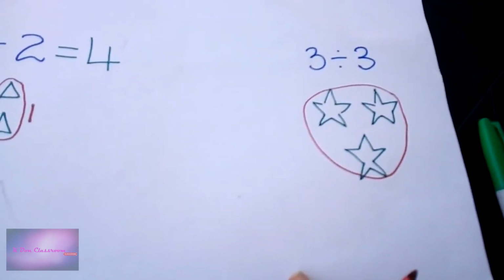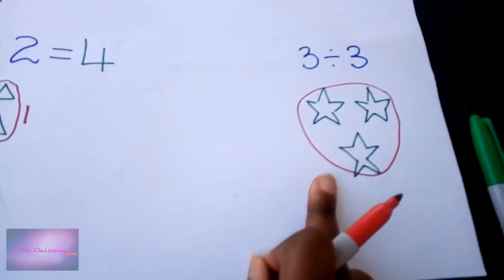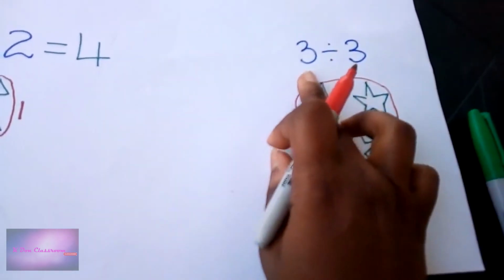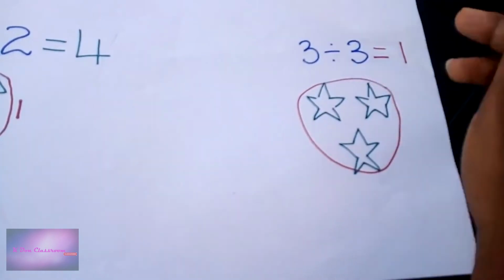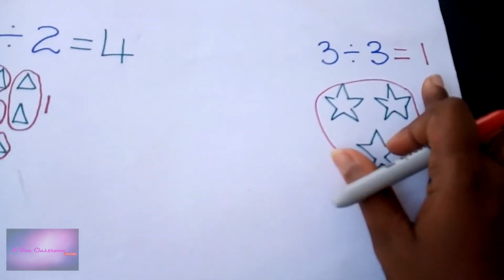How many groups did I get? 1. So it means that 3 divided by 3 is equal to 1.